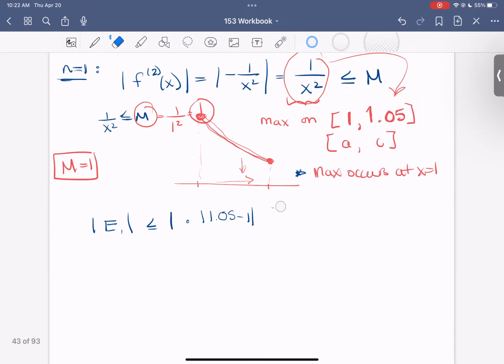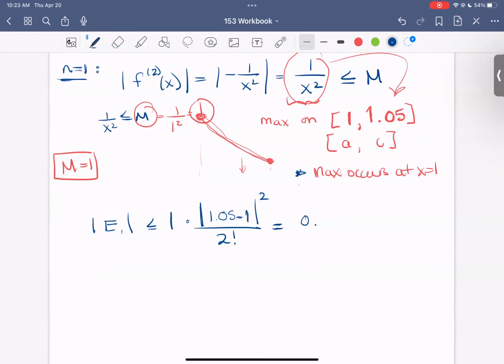I'll clean this up a little bit so we have some more room. Absolute value of 1.05 minus 1. Then we're going to raise that to the second power divided by 2 factorial. So we can go ahead and just compute that out. Not too tricky. We can also consult our calculator. We get something around 0.00125.